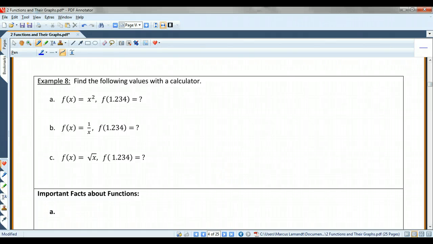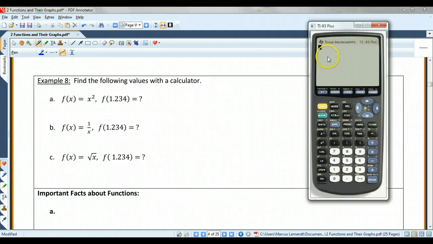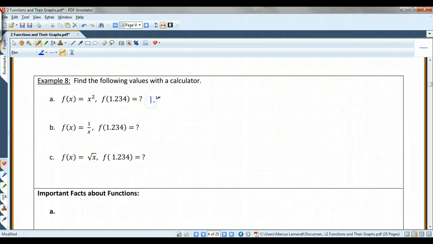Alright, let's pull out a calculator. Here we go. f of x equals x squared. So 1.234 squared is that. I'm going to round to 4 decimals. So 1.5228, approximately.